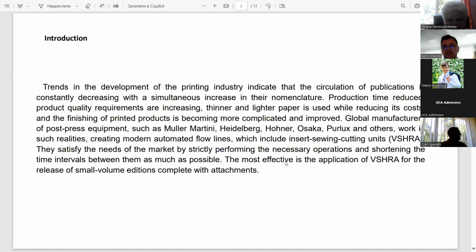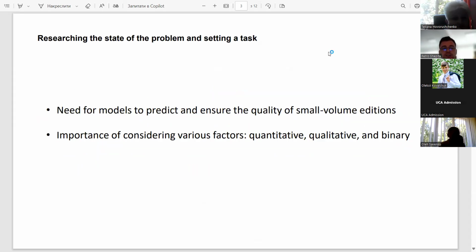I start with the introduction. Trends in the development of the printing industry indicate that the circulation of publications is constantly decreasing, while their nomenclature is increasing, and the editions are low. These are not big editions, and it is a problem which we must research.